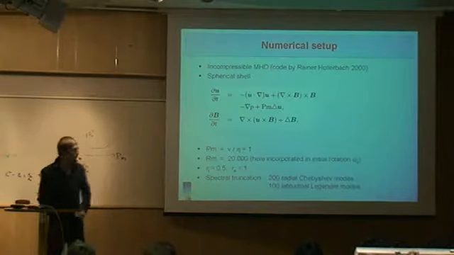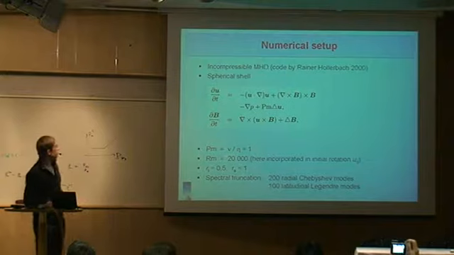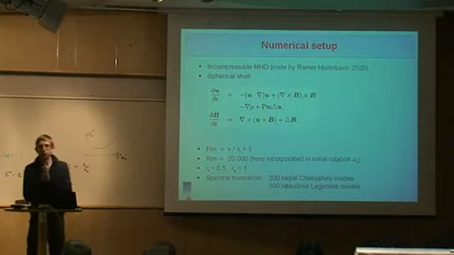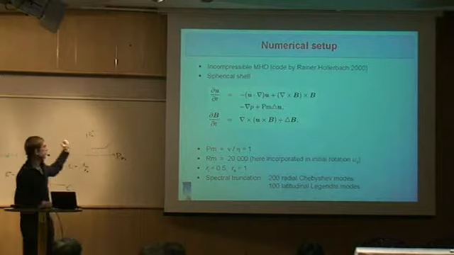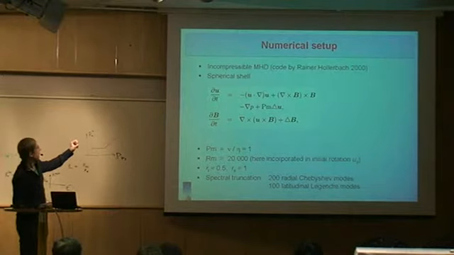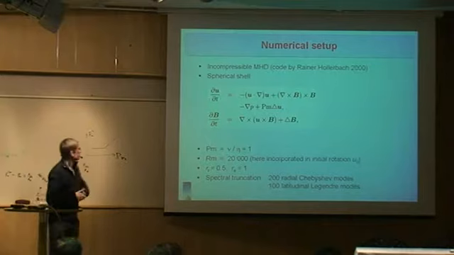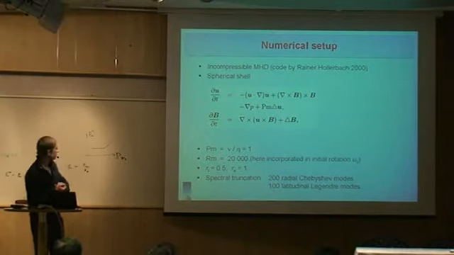I have talked about this, actually about most of this, already in earlier talks, so I hope there are a few people who haven't heard it. What we will be using is a spherical spectral code by Rainer Hollerbach. When I talk about the incompressible study, I'll talk about this code. It's a spherical shell, and it uses the simple MHD equations in that case.